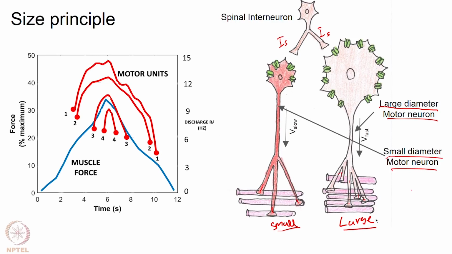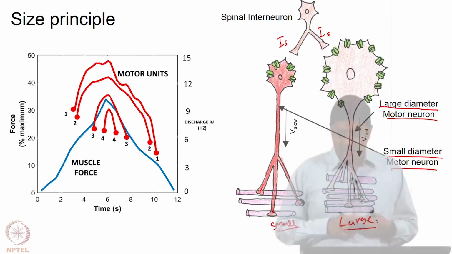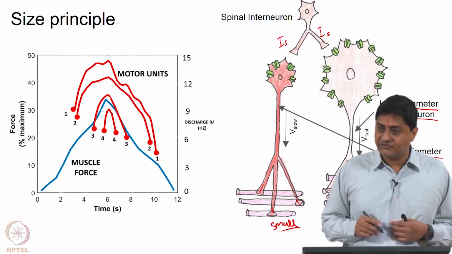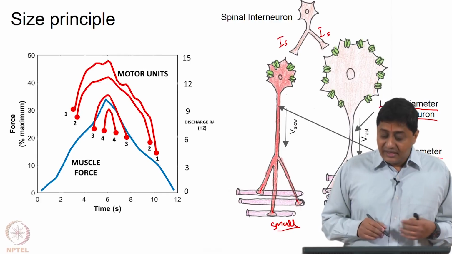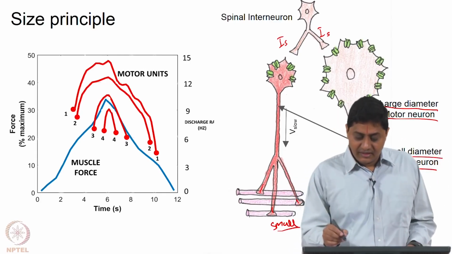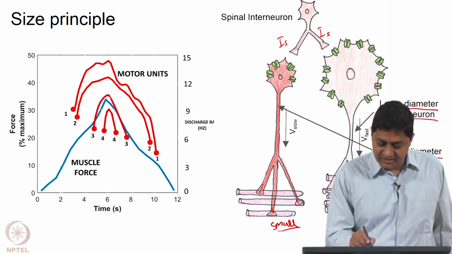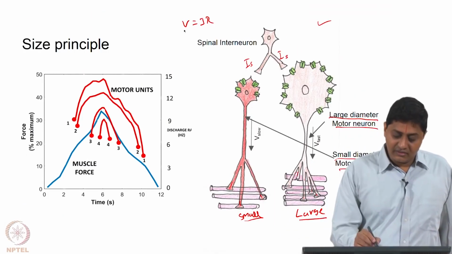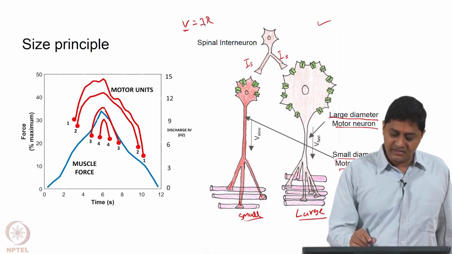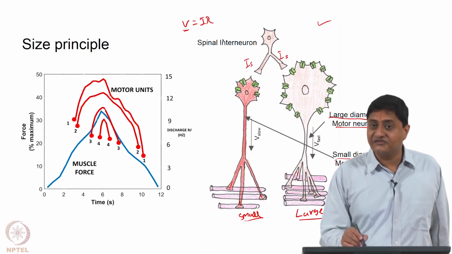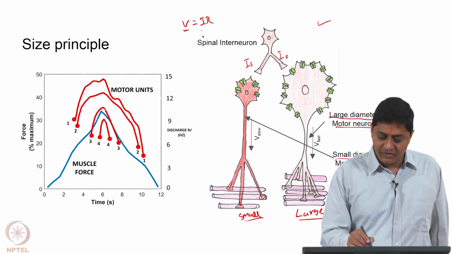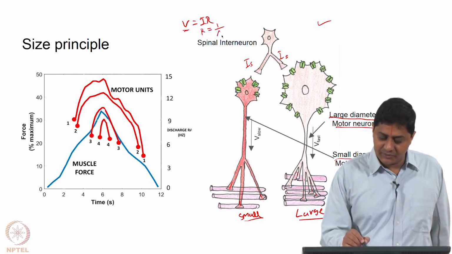Suppose the same current is sent to both of these, the question is which one will achieve threshold first. I am sending the same synaptic current, which one of these two will achieve depolarization or threshold first? It turns out that a principle similar to Ohm's law holds true in this case. The membrane potential is a product of the synaptic current and the surface resistance, and we know that the resistance itself is inversely proportional to area.